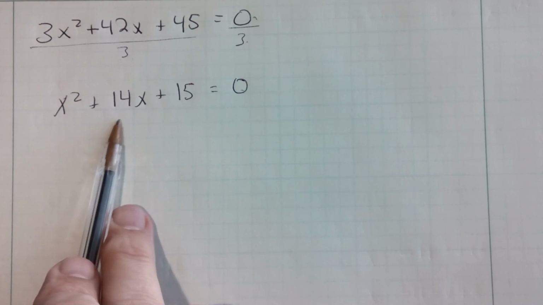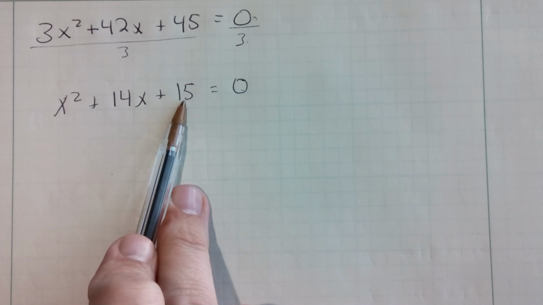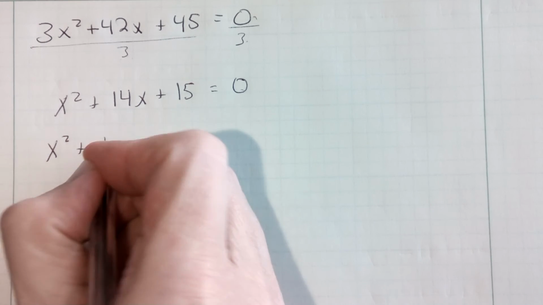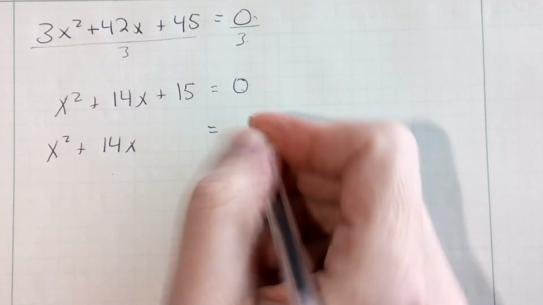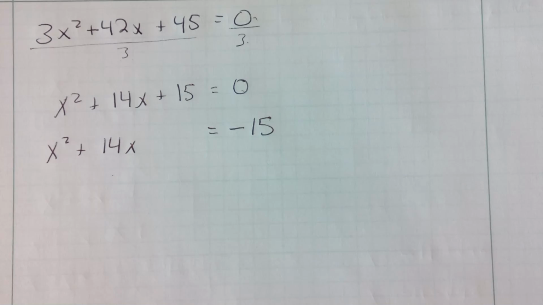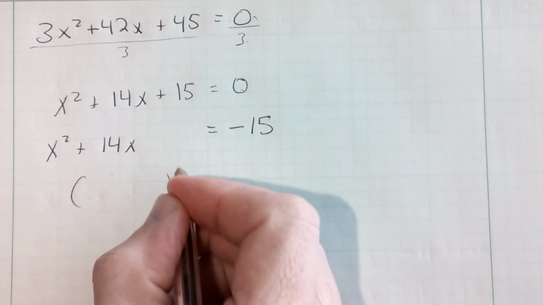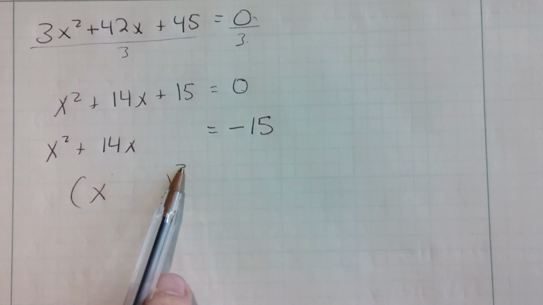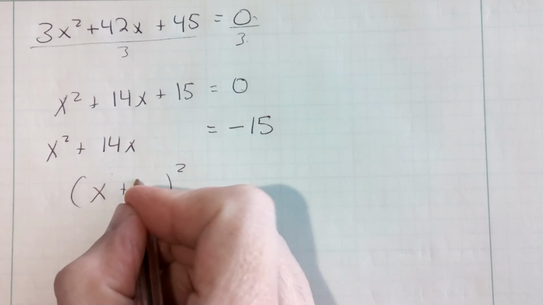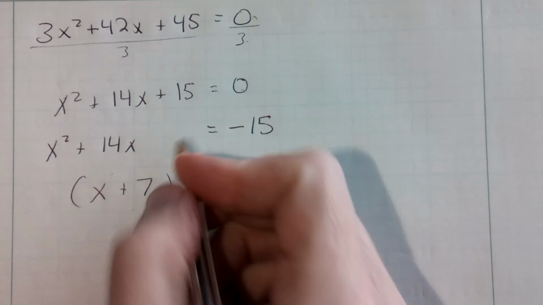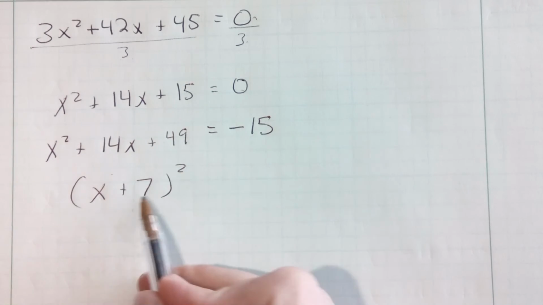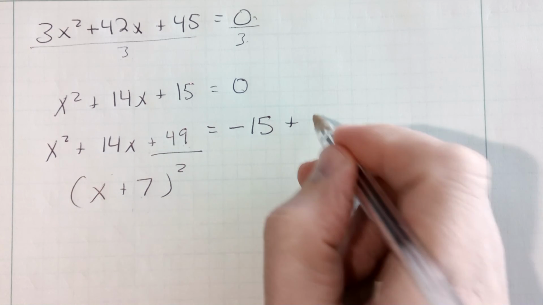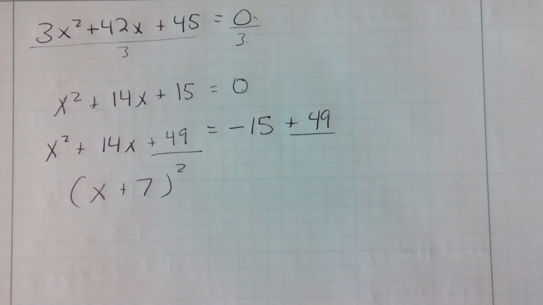Now I'm going to remove this 15. I don't like the 15. 15 is the wrong number to make this a perfect square. So I'm going to go x squared plus 14x, leave a space, equals minus that 15. Now I'm going to take half of the 14 and put it inside a parentheses that's squared with an x. Half of 14 is 7. That helps me know that the number that goes here will be 49, because 7 squared is 49. But if I added 49 to the left side of the equation, I better add 49 to the right side to keep the equation balanced.